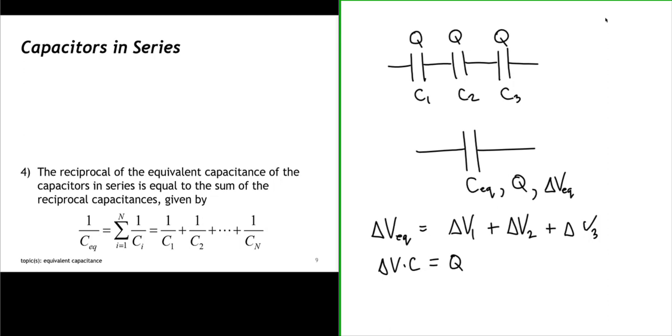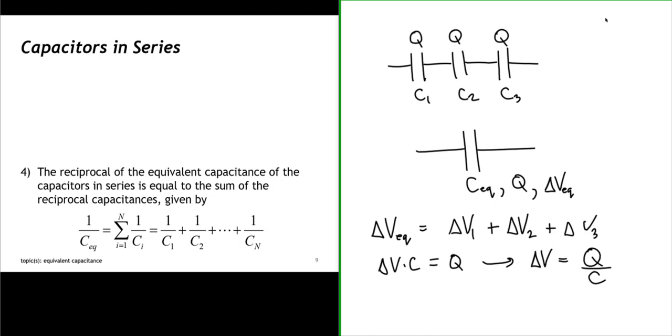This is a relationship that we have between potential difference, the capacitance of a capacitor, and the magnitude of charge on the capacitor. If we rearrange this, we would see that the potential difference across a capacitor is equal to the ratio of the charge on the capacitor to the capacitance. Let's use this relationship to express our potential difference in terms of charge and capacitances.